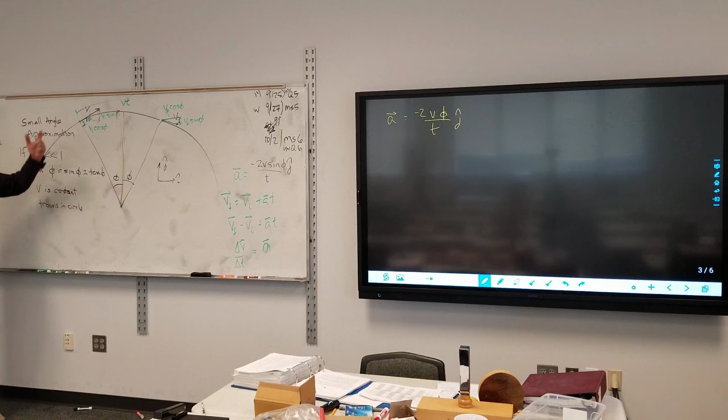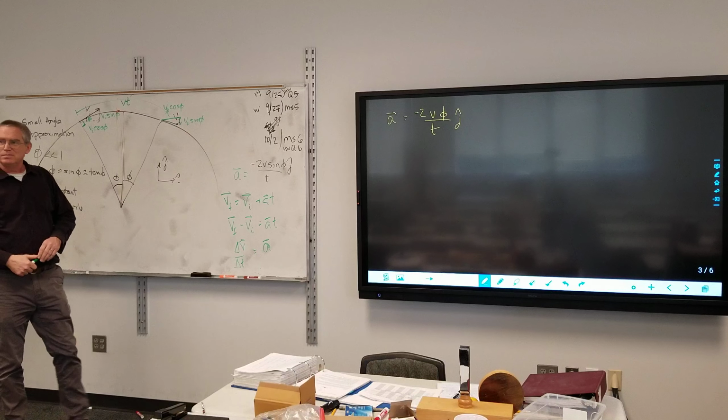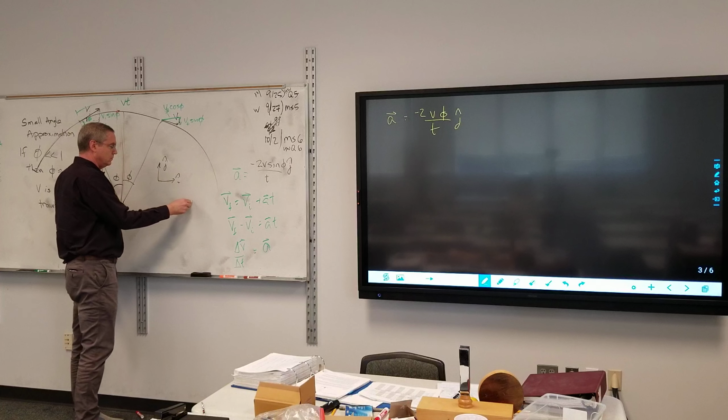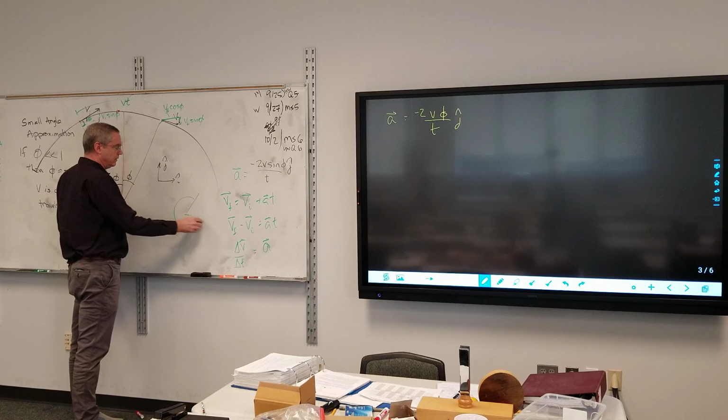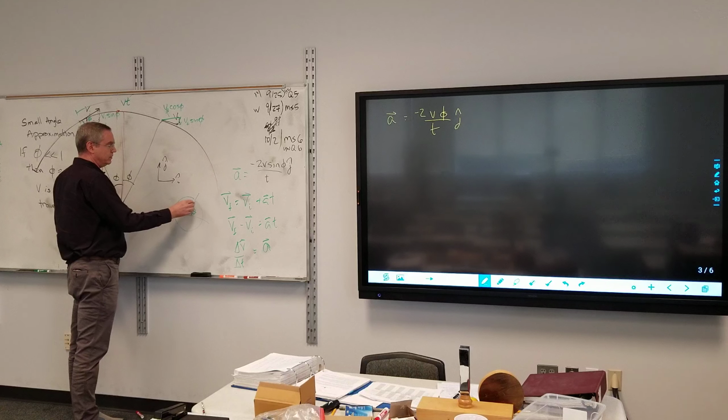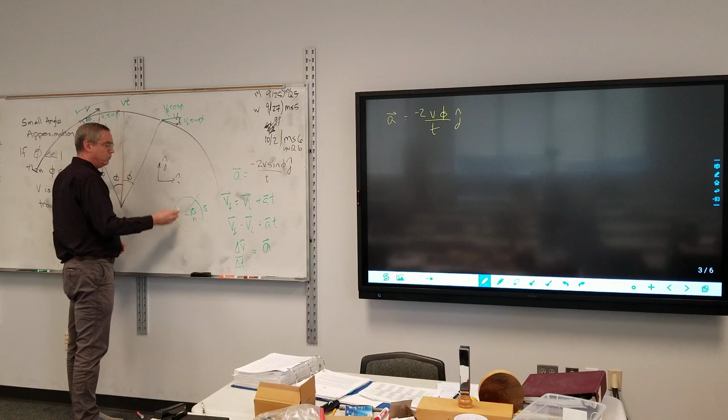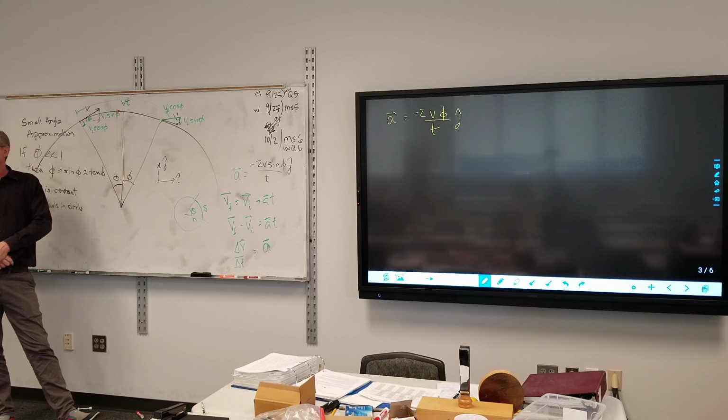What's the relationship between arc length and the angle? I take any circle. I have some angle theta here, I have some arc length, we'll call it s, and some radius of r. What's the relationship between theta, s, and r? Assuming theta is in radians.